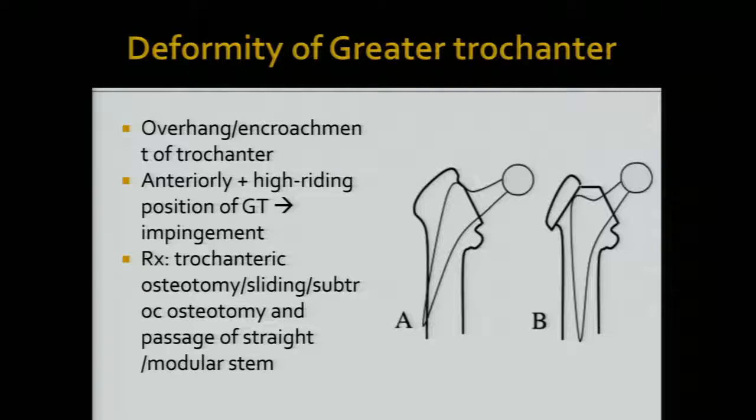The greater trochanter deformity may be caused by idiopathic, post-traumatic, or post-surgical causes. The trochanteric overhang can obstruct the entry point and force your stem into a varus malposition, which can lead to a femoral canal perforation or trochanteric fracture. In that case, you may avoid those complications by performing a trochanteric osteotomy and putting the stem in correctly.